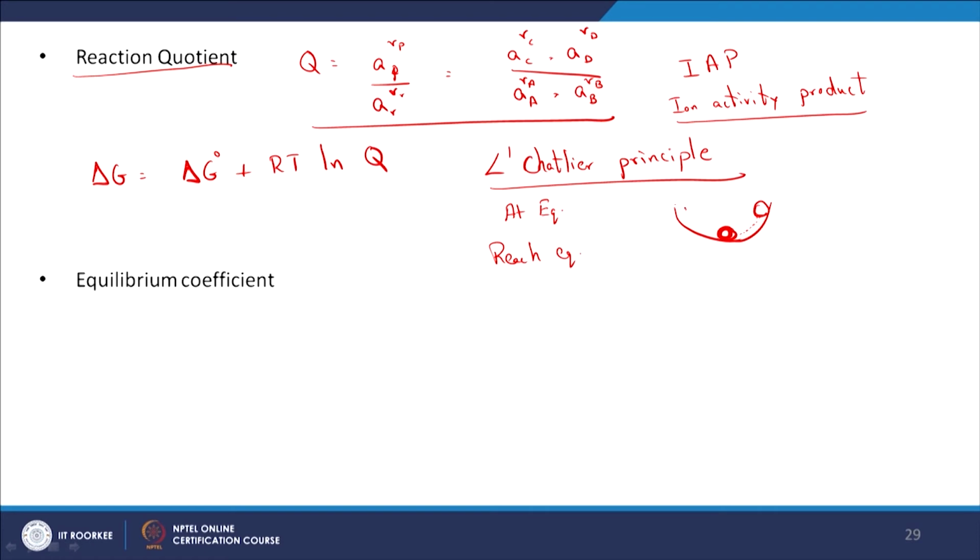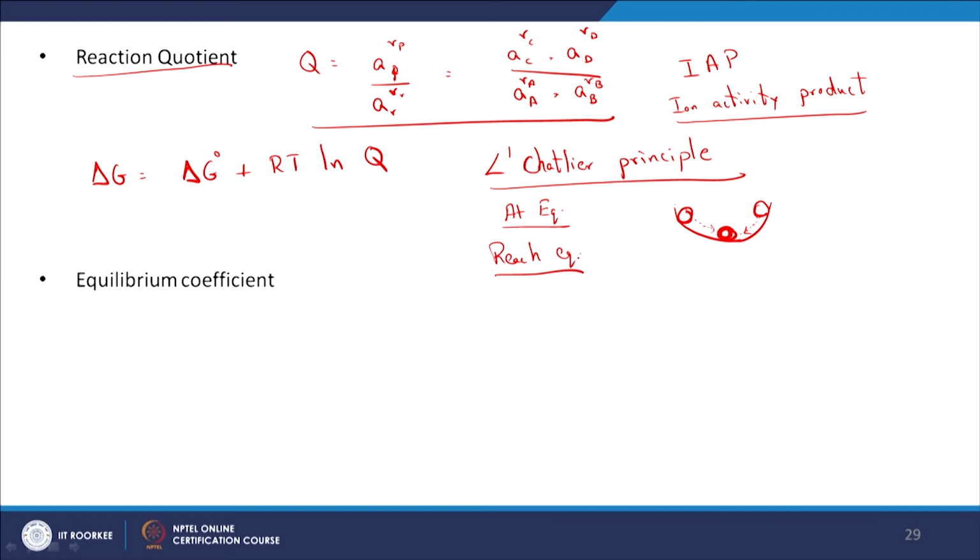Or if I move it to the left and release it here, it is again going to try to come back to its state of equilibrium, more or less. That is the principle of Le Chatelier, let us say. Again, what is it now? If a system is at equilibrium and it is perturbed in any way such that it is no more at equilibrium, it will move in such a direction as to reach equilibrium again. So what does that mean now?